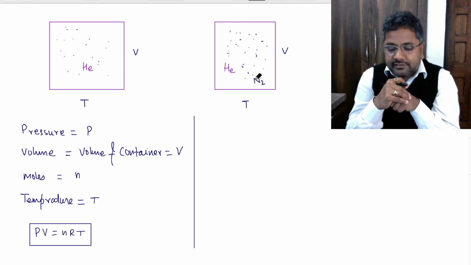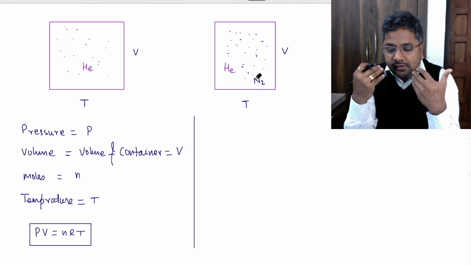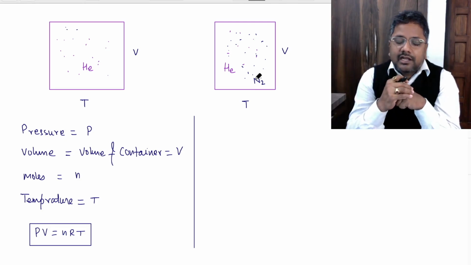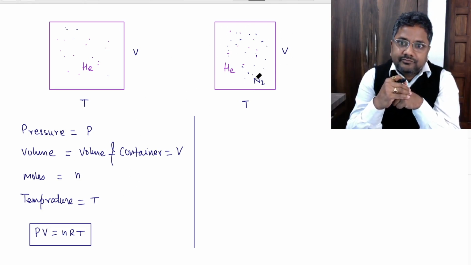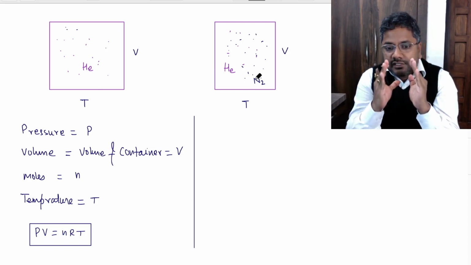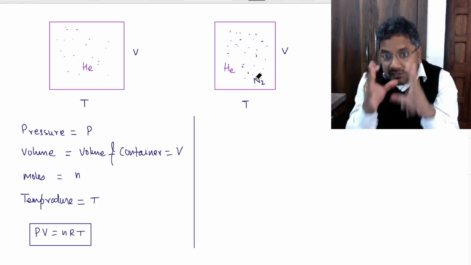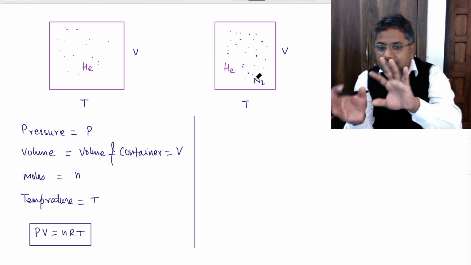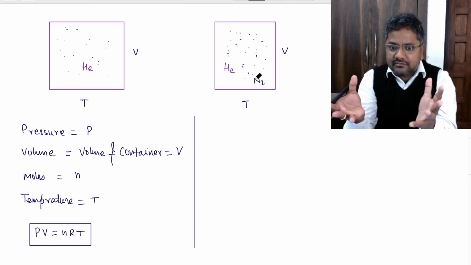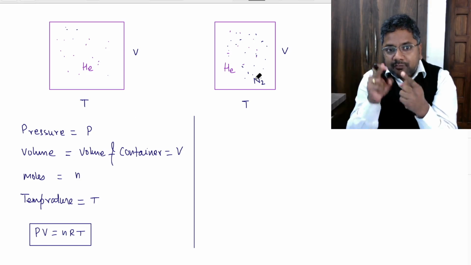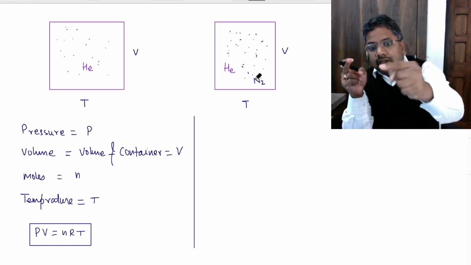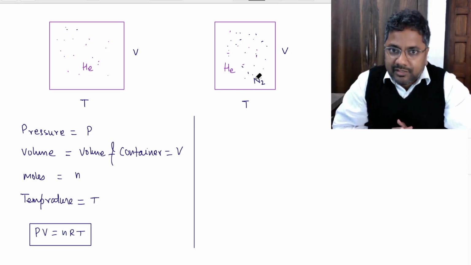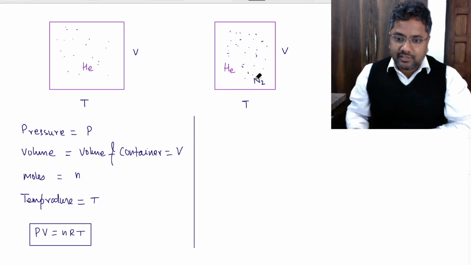The answer is yes. So my second question is, can we apply this PV = nRT, or equation of state, on this individual gas helium in the mixture? Meaning, in a mixture, can we apply PV = nRT on the individual gases? The answer is yes. You can apply PV = nRT to each individual gas, whatever number of gases there are, and you can apply PV = nRT on the total gaseous mixture, right?